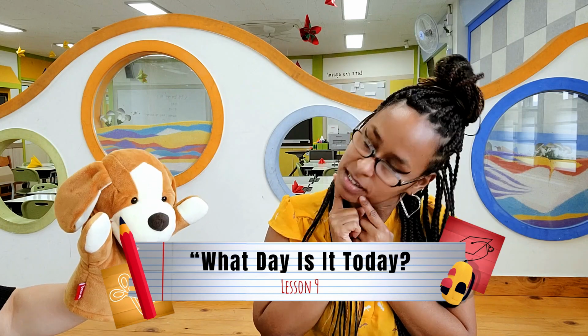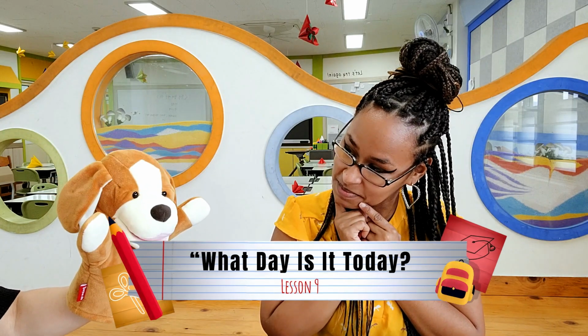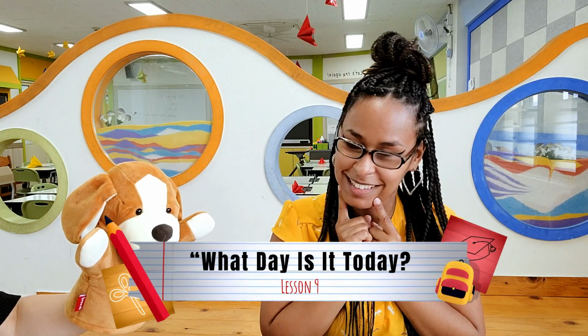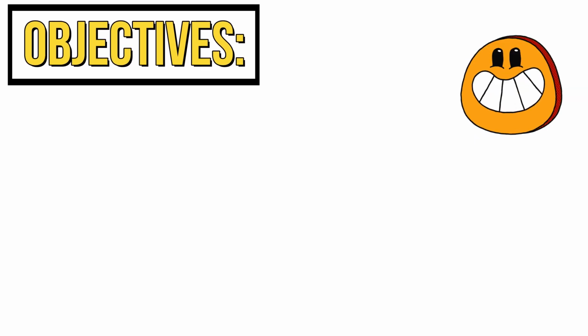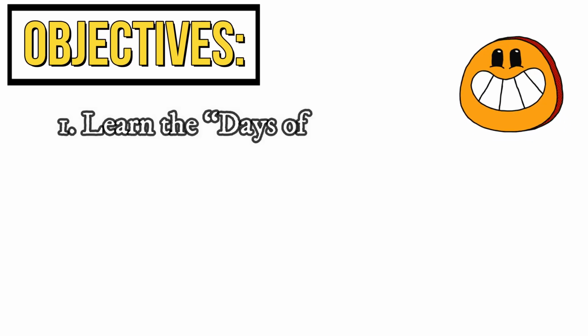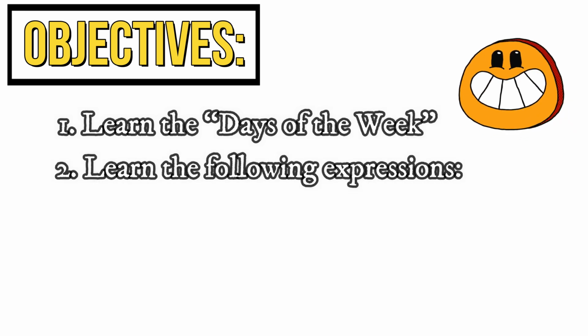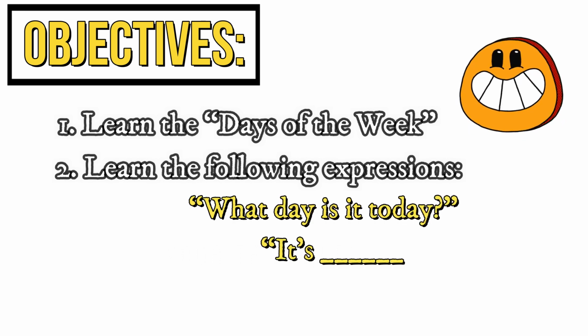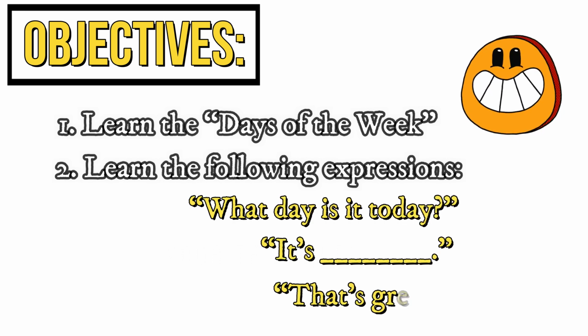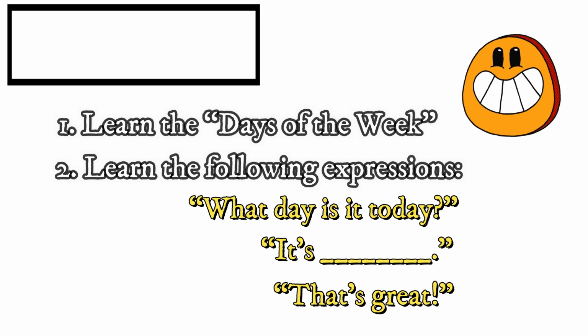오늘 우리는 구단원 What day is it today를 배울 것입니다. Our objectives today are to, number 1, learn the days of the week, and 2, learn the following expressions. What day is it today? It's blah blah, and that's great. 오늘의 학습 목표는 요일을 묻고 답하는 것입니다.